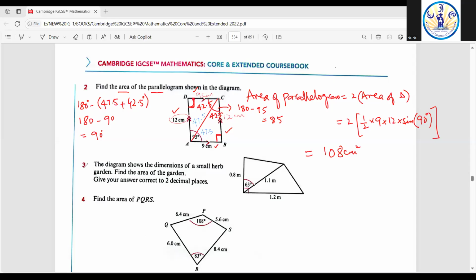It's question number 3 now. The diagram shows the dimensions of a small herb garden. Find the area of the garden. Give your answer correct to 2 decimal places.